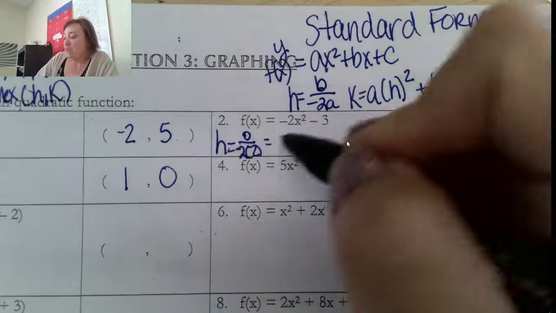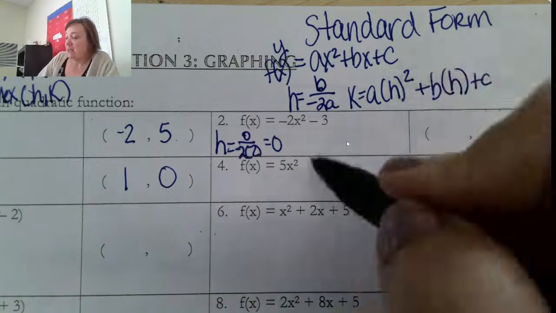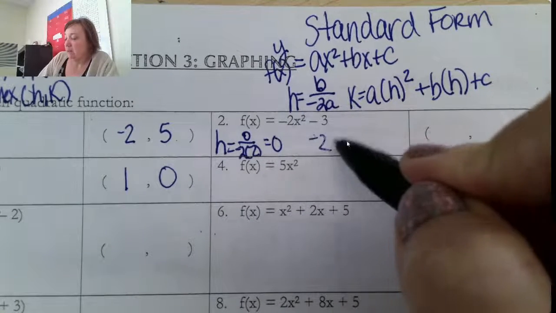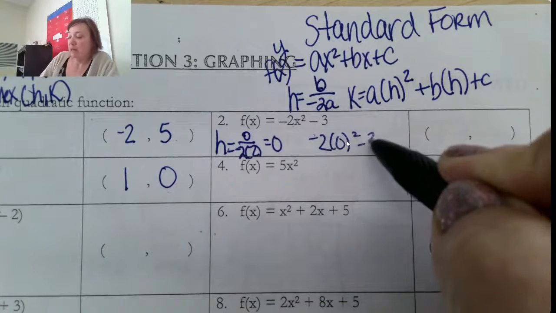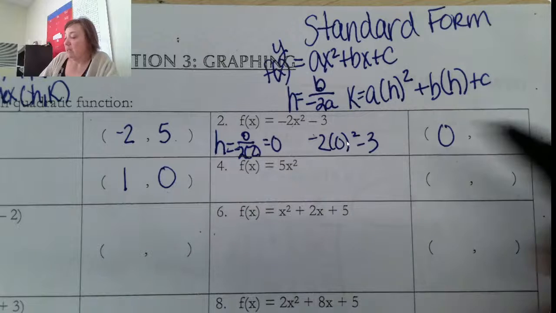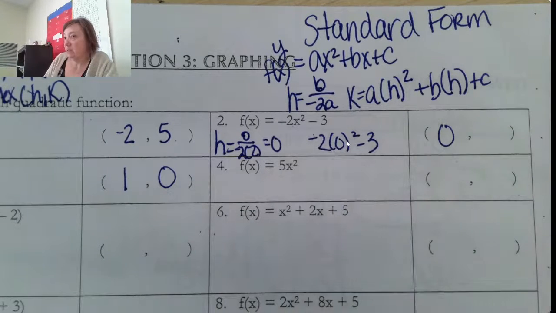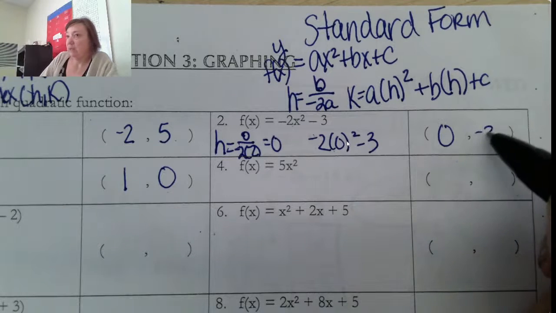All right, so that's going to be 0, right? That's a 0. And then if we put that 0 in where x is, and we do that math to find our k value, then what's that give us for k? It's going to be negative 3 because 0 squared is 0. 0 times negative 2 is 0. 0 minus 3 is negative 3.